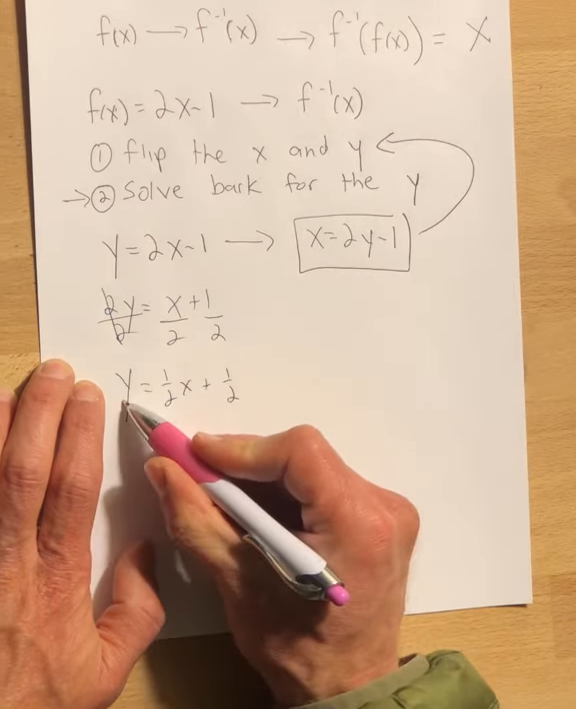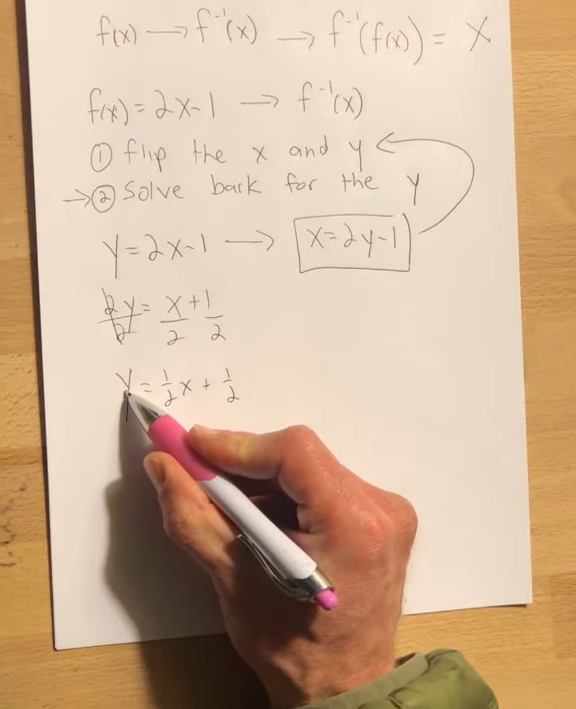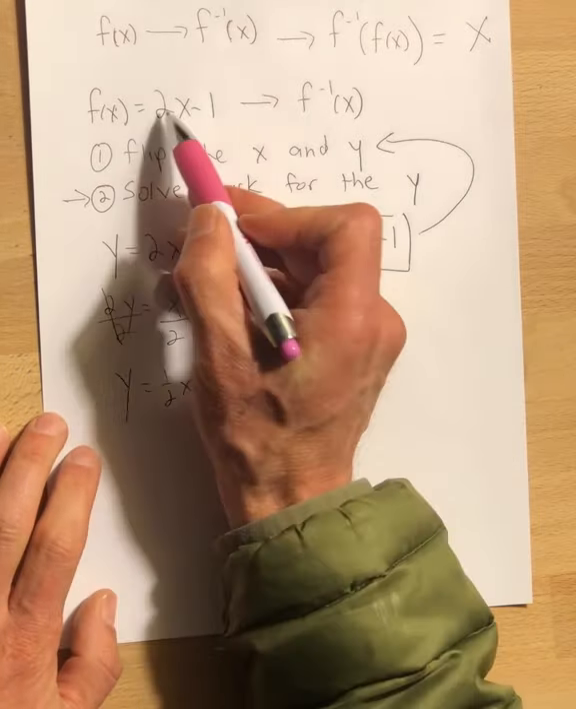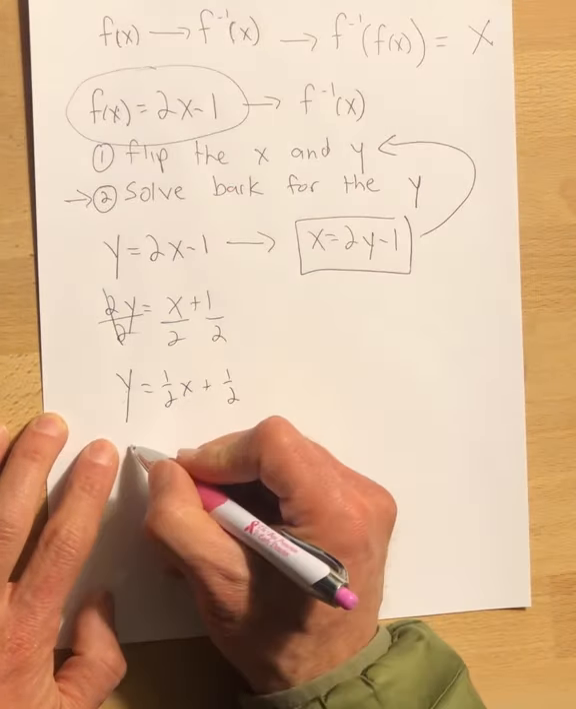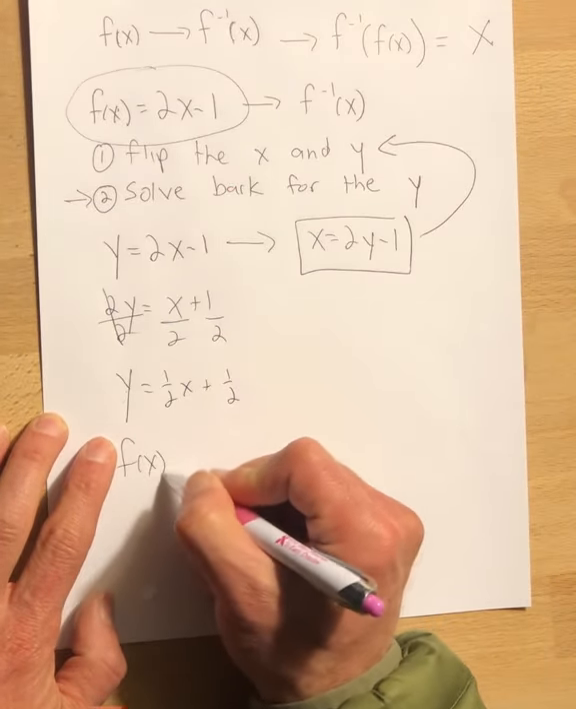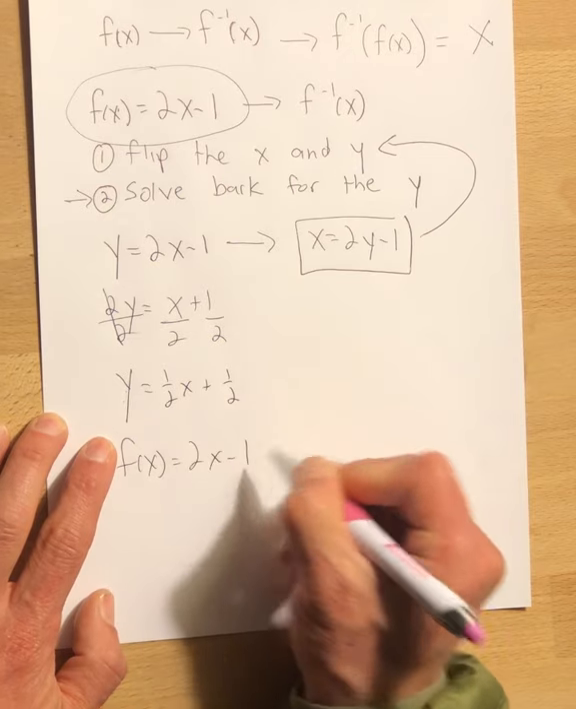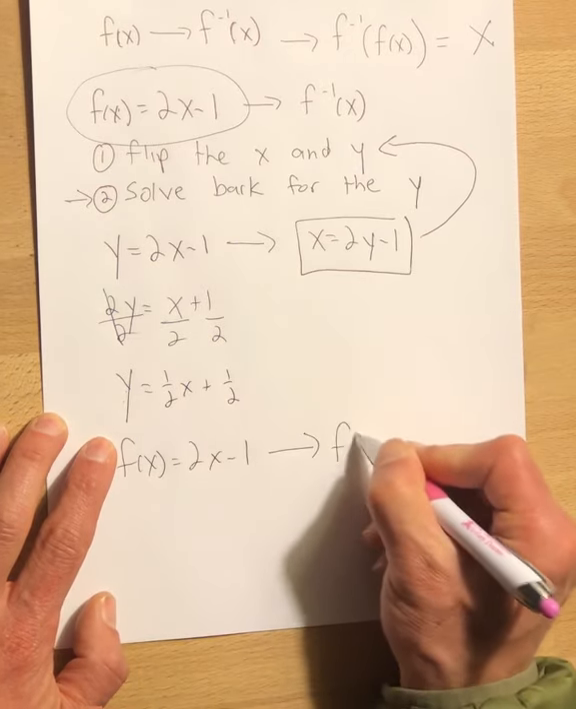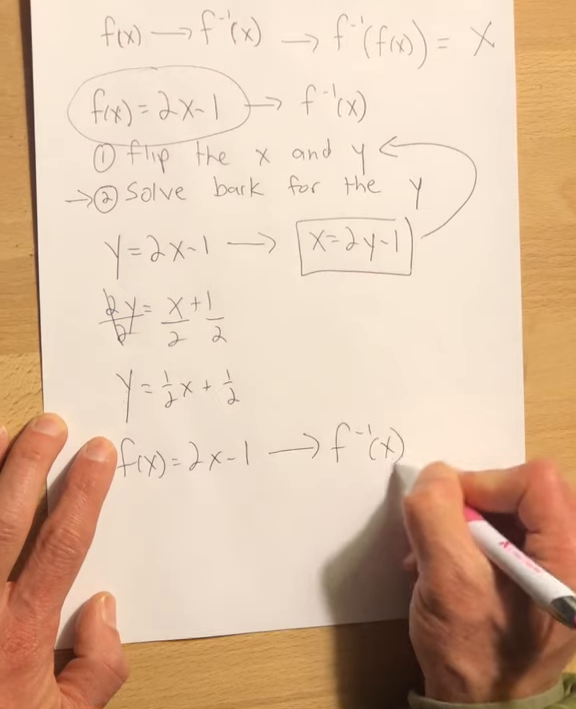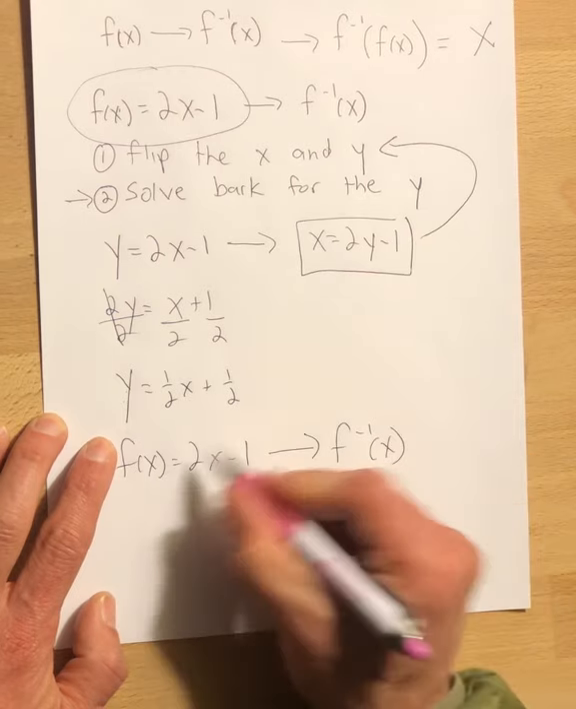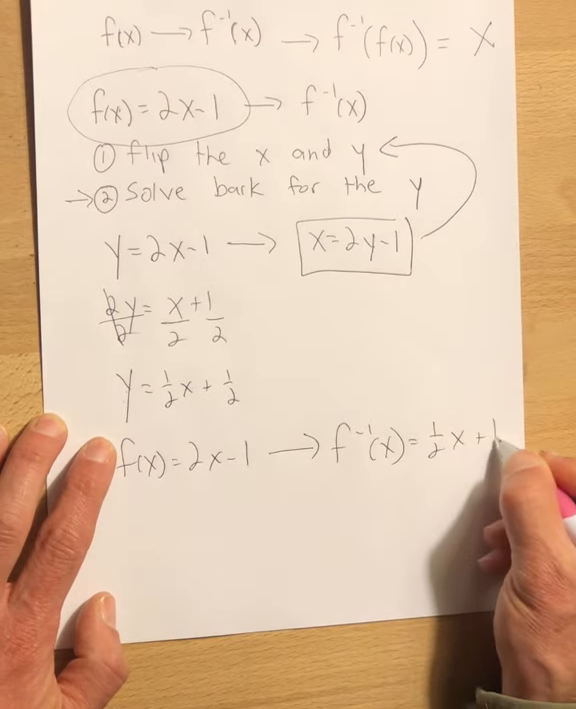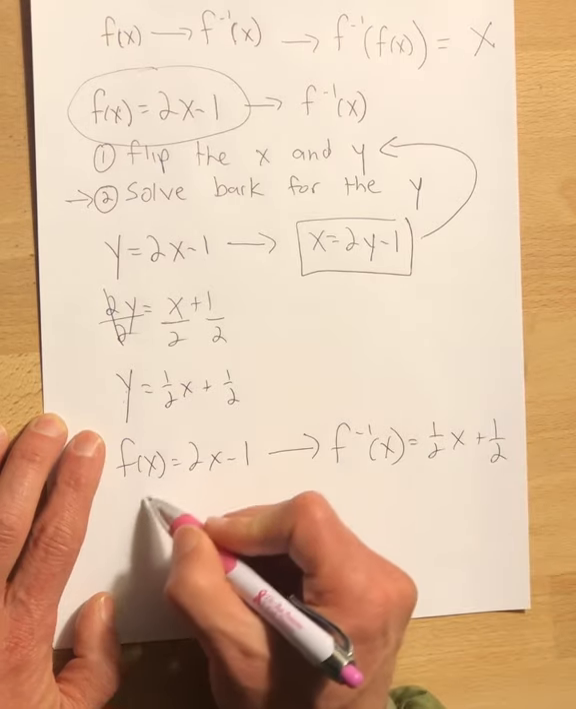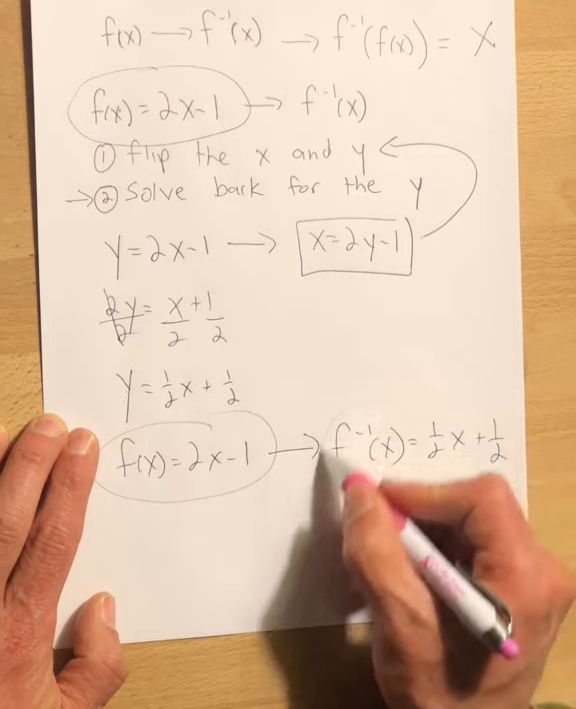Now I rewrite this in function notation, because it wasn't originally y, it was f of x. So if my original function is f of x equals 2x minus 1, the inverse, the other function that does the opposite of this, is 1/2 x plus 1/2. This is my original function. This is my inverse.